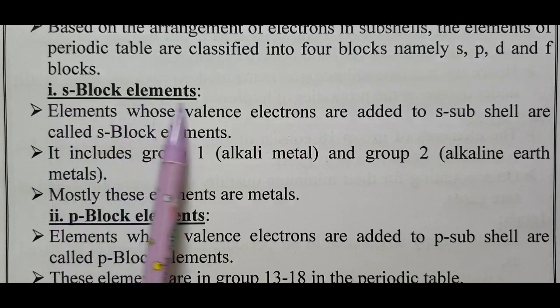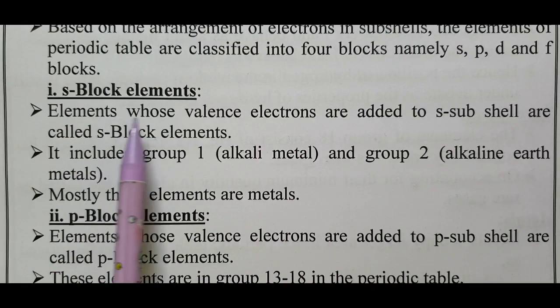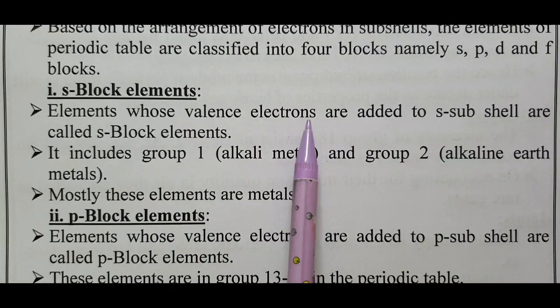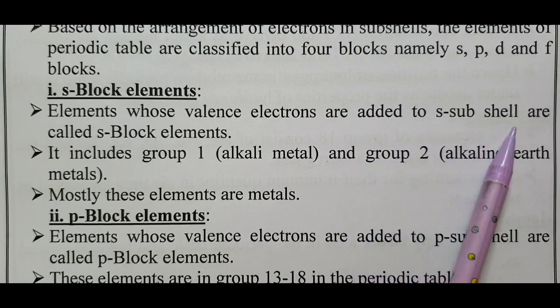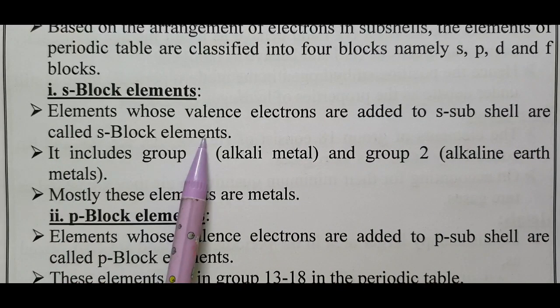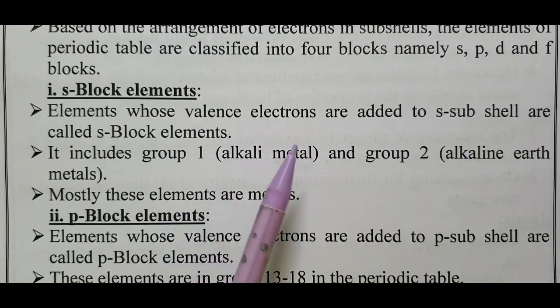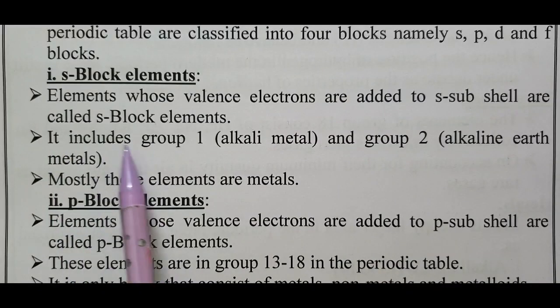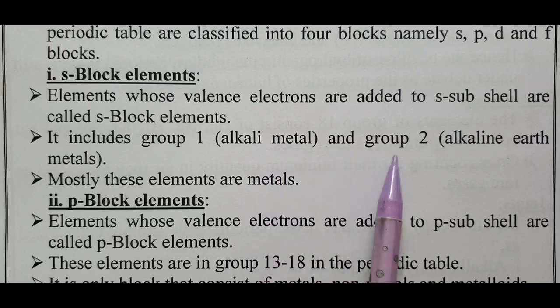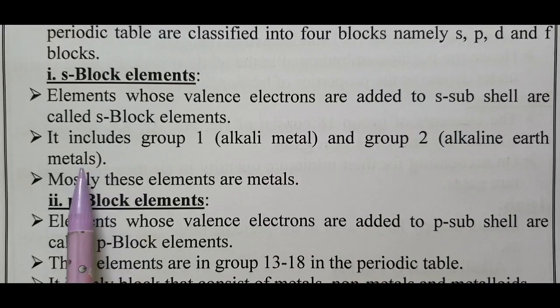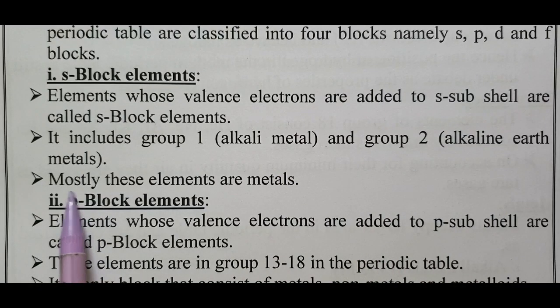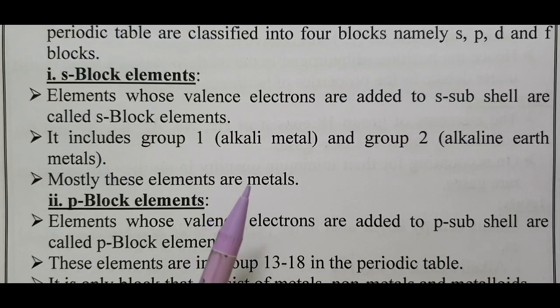First, S block elements. Elements whose valence electrons are added to the S subshell are called S block elements. The additive electron, the last electron, entered into the S orbital. It includes group 1 alkali metals and group 2 alkaline earth metals. Mostly these elements are metals, and they are also called reactive metals.